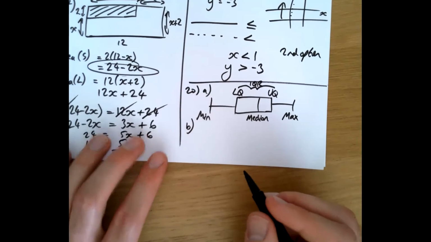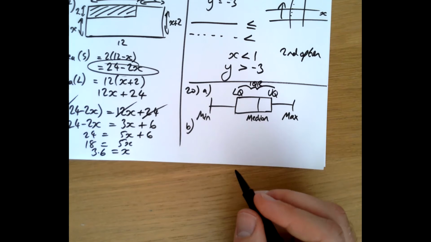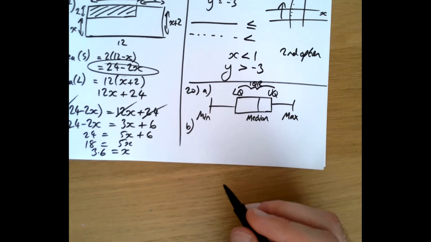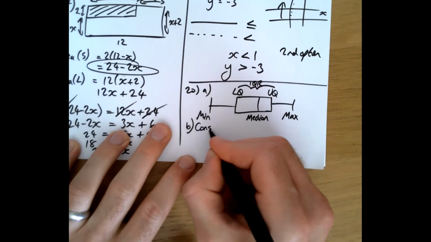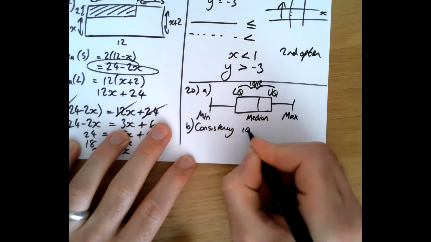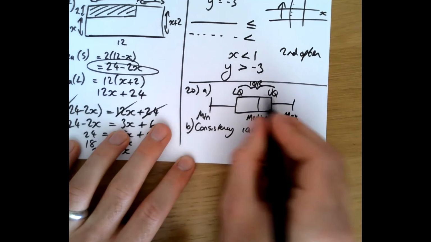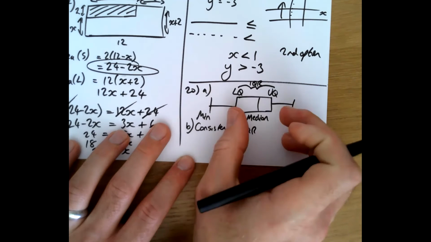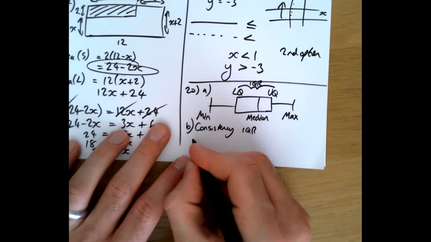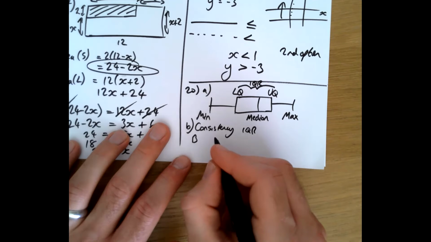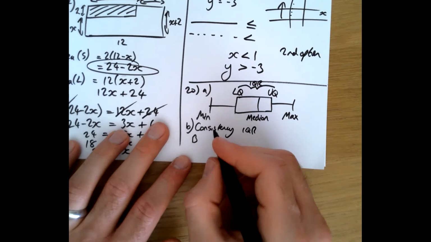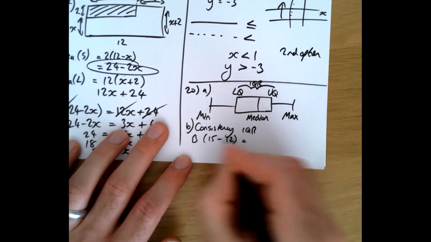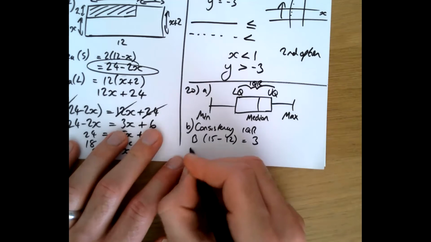Now for part B, it says, this box plot represents Ben's scores. Work out who had greater consistency. Now if they talk about consistency, that is referring to the interquartile range. So the difference between the upper quartile and the lower quartile, in effect the middle 50% of your data. So let's work it out for Ben whilst that's in front of us. So we've got an upper quartile of 15, a lower quartile of 12. So the interquartile range for Ben is 3.